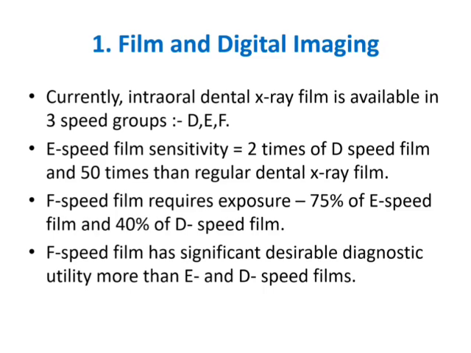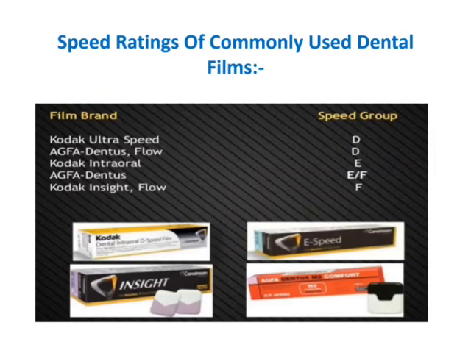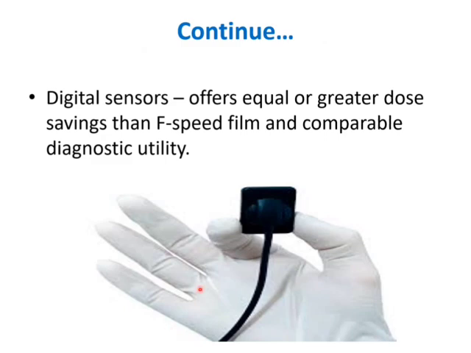So having knowledge about the types of the film, and based on the clinical scenario, we need to go for using a film which will have more sensitivity, so as to keep the minimum exposure to the patient as well as to the operator. So this picture shows various types of film, that is D, E and F. So this is the digital sensor.